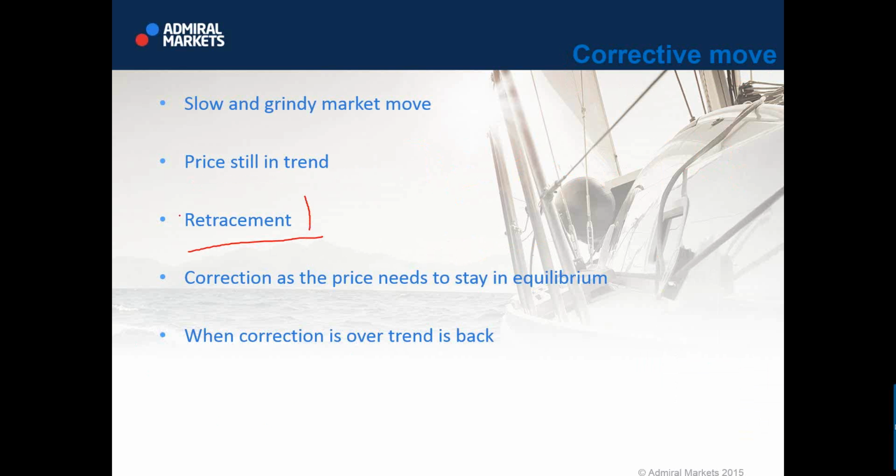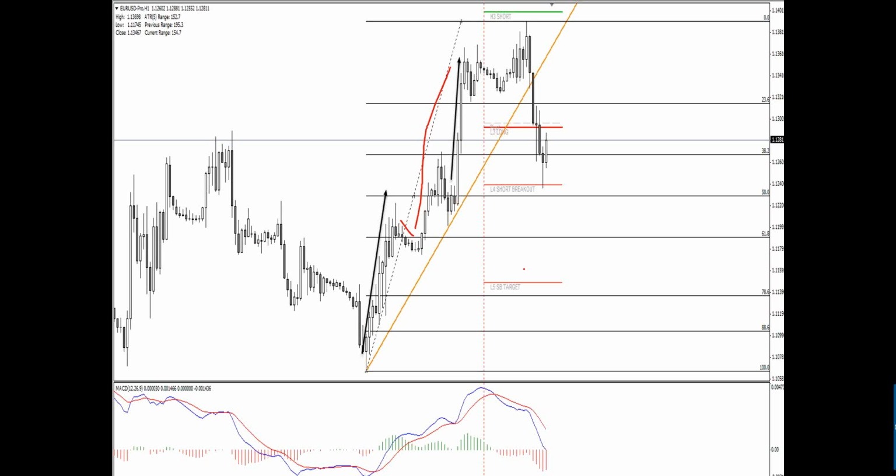Correction is retracement. It is a retracement within a trend. When that retracement is deep, we call it a deep retracement. When this retracement begins to break daily levels of support and resistance, we can then call it a reversal. A daily close below 110.65, a daily close below this level, will signify a reversal of the bullish trend on euro dollar.